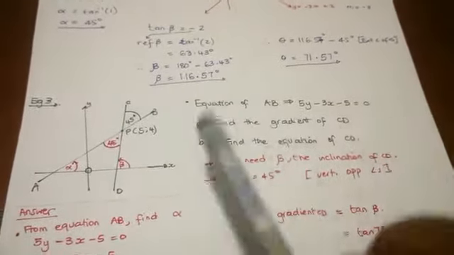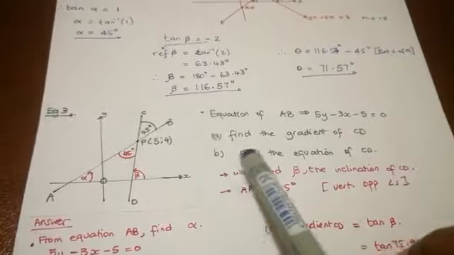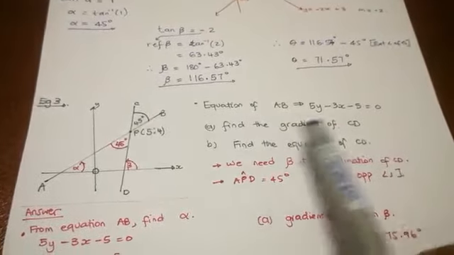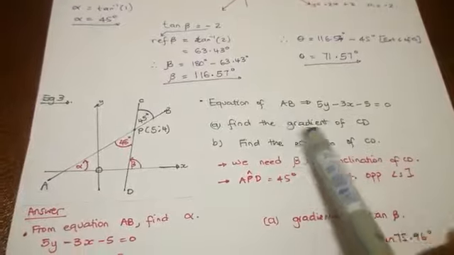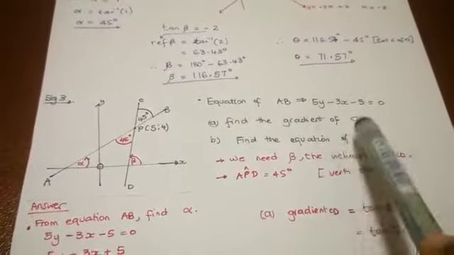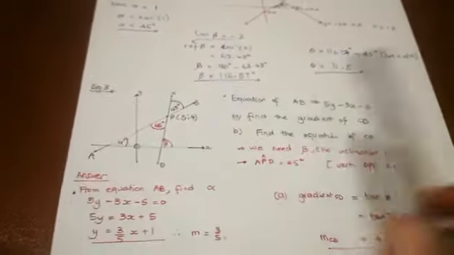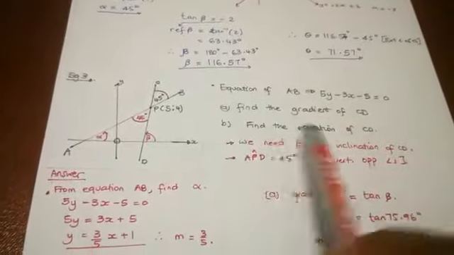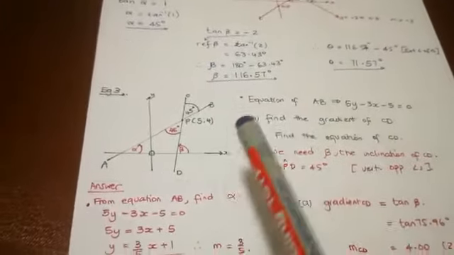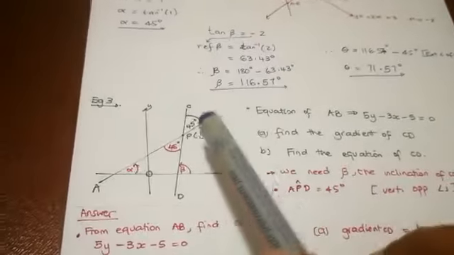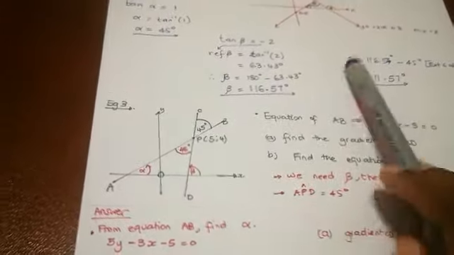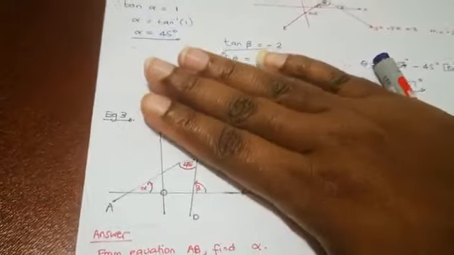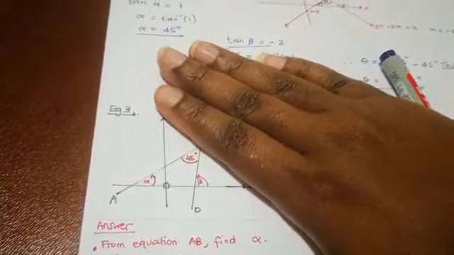Okay, in a normal test situation, the question would just jump straight to find the equation of CD. So now you must know that you must find the gradient of CD before you can find the equation of CD. So this is not going to be mentioned. You have to figure it out for yourself. Okay, so if you check here, remember I said you need three. You need your perfect triangle like that, and you need all three angles.